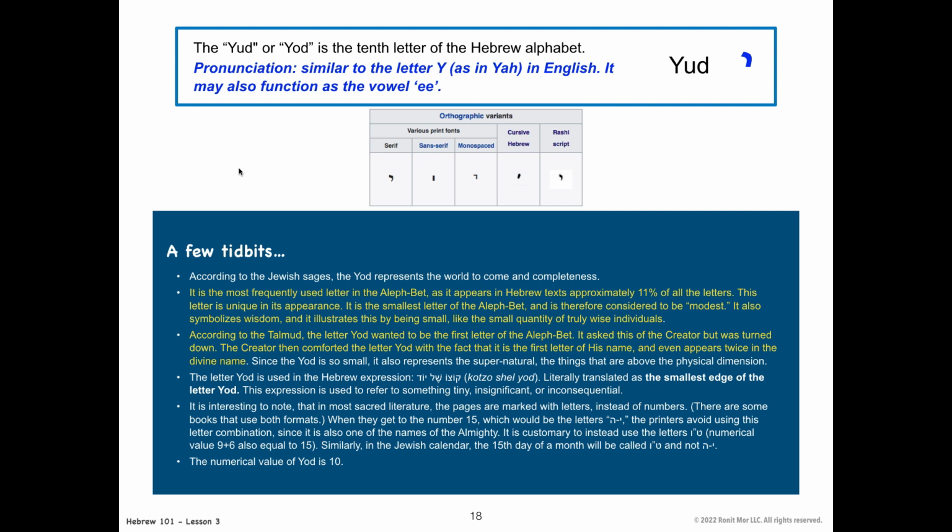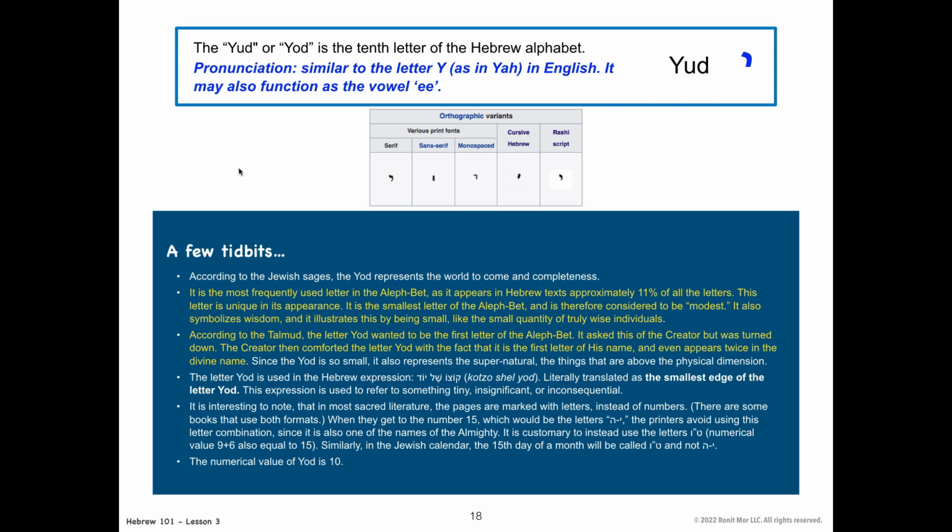This letter is unique in its appearance. It is the smallest letter of the alphabet and is therefore considered to be modest. It also symbolizes wisdom, and it illustrates this by being small, like the small quantity of truly wise individuals. According to the Talmud, the letter Yod wanted to be the first letter of the alphabet. It asked this of the Creator, but was turned down. The Creator then comforted the letter Yod with the fact that it is the first letter of His name, and even appears twice in the divine name.